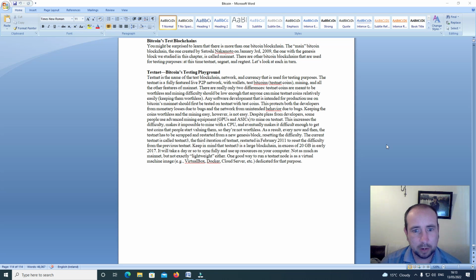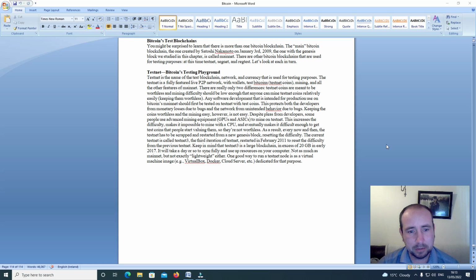Any software development that is intended for production use on Bitcoin's mainnet should first be tested on testnet with test coins. This protects both the developers from monetary losses due to bugs and the network from unintended behavior due to bugs, keeping the coins worthless and the mining easy. However, it's not easy.